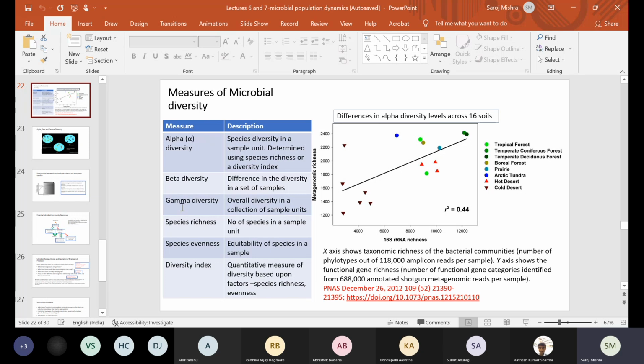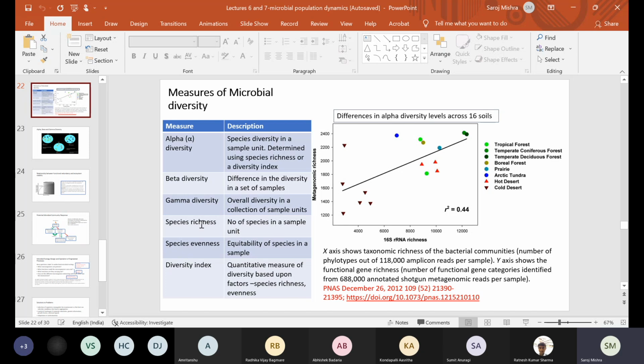Gamma diversity is a sum of both alpha as well as beta diversity, which is the overall diversity in a sample. Okay, so species richness is another parameter which is used. That means it is the number of species in a sample.